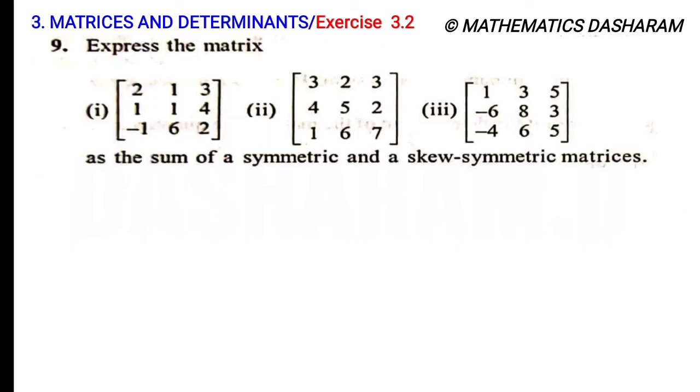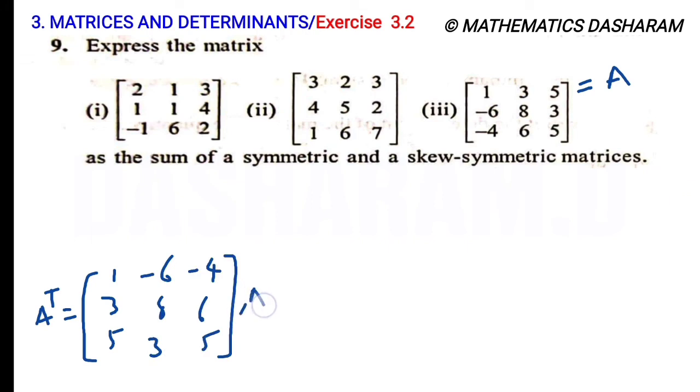Next, the third question. Same, take it as a matrix A. First I am going to find the A transpose. So A transpose equals 1, 3, 5. Next I am going to find the A plus A transpose answer. Add the matrix A and A transpose. Corresponding elements: 1 plus 1 is 2.